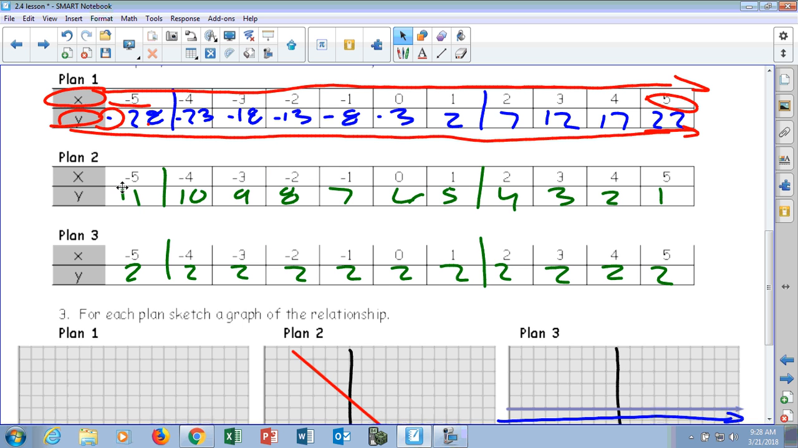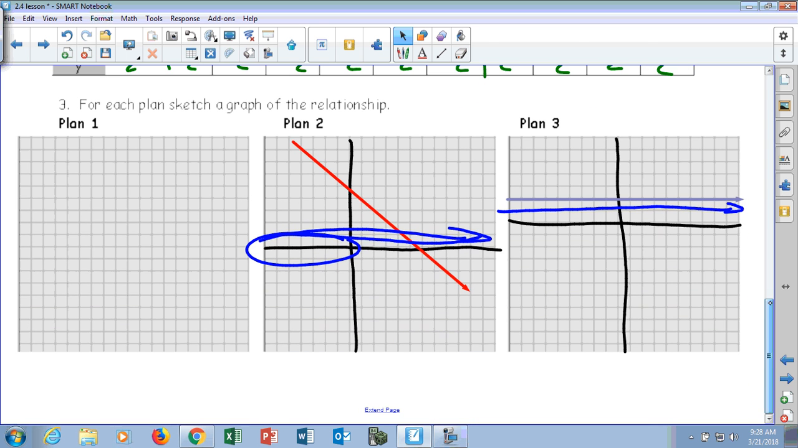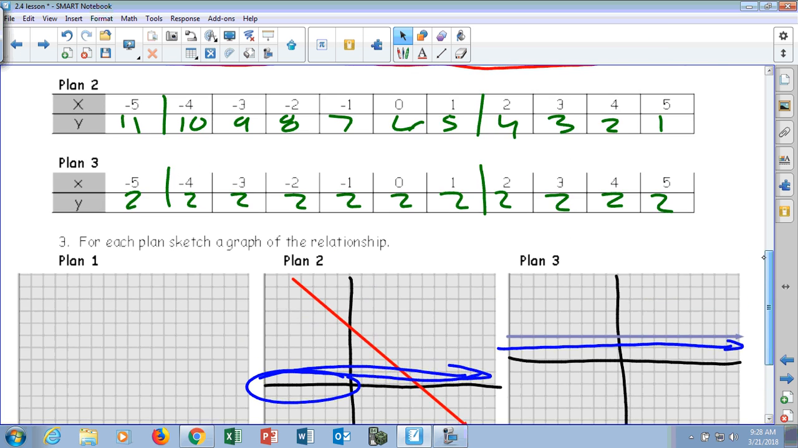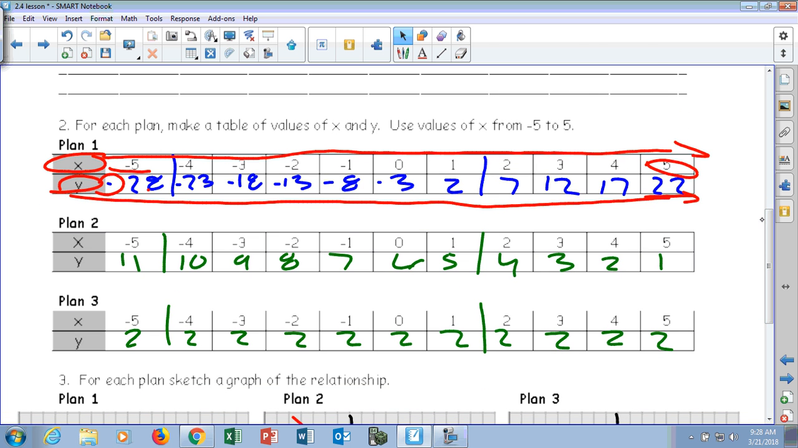So the question was, which pledge plan contains the point 2, comma 4? That means that coordinate 2, comma 4, which line goes through that coordinate? It could be this graph's line, it could be this graph's line, or it could be this graph's line. One of them goes through that point 2, comma 4. So Brayden said he found that by looking at his tables. So right over here, he looked at x has to be 2.